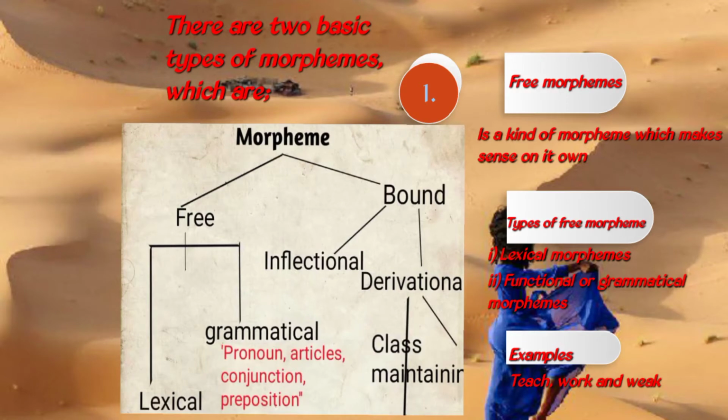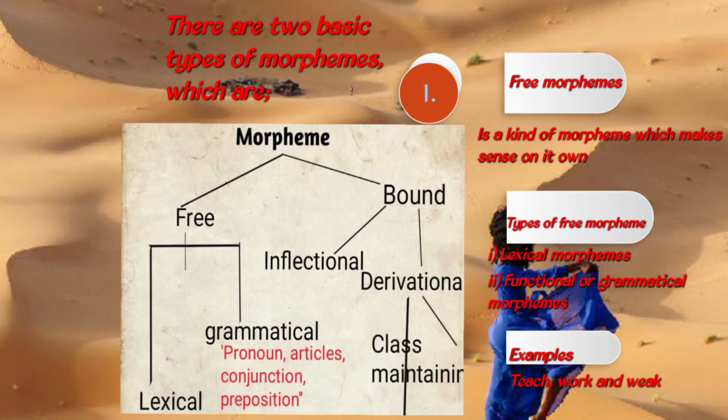Now let's take the examples. We have teach, work, week. They are all examples of morphemes that are free. Now let's take the lexical morpheme. The lexical morpheme, the type of morpheme that makes sense or has meaning. That's the lexical morpheme. Example also work, the same thing as the free morpheme.